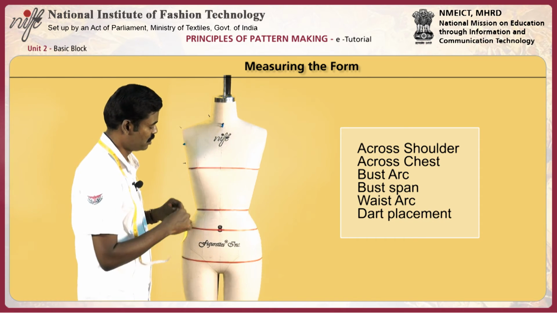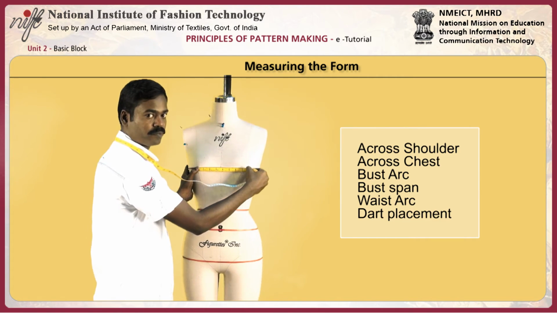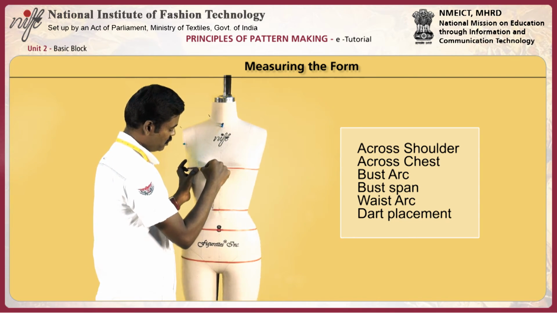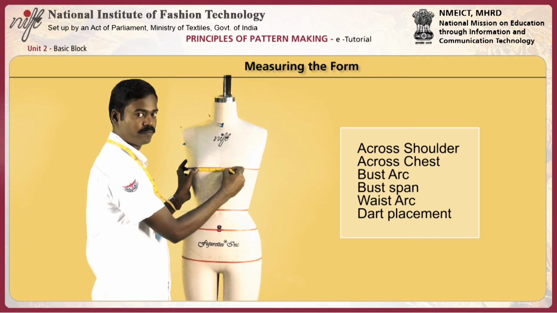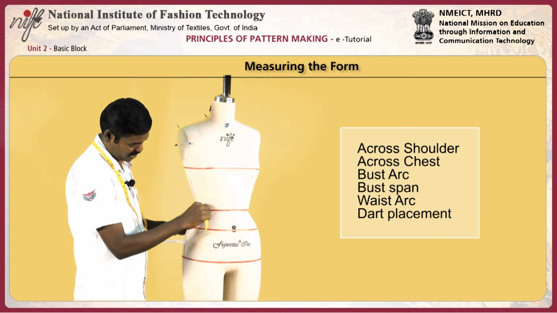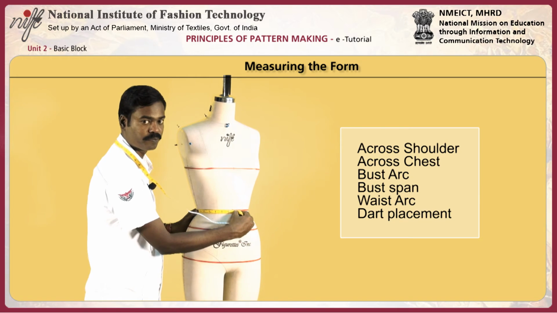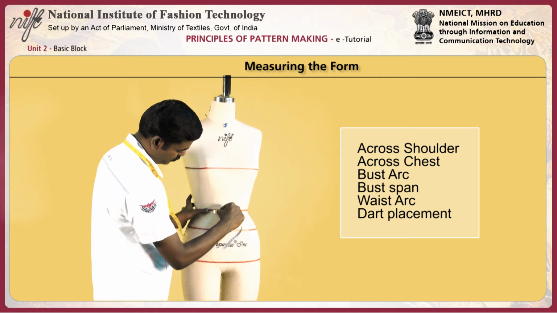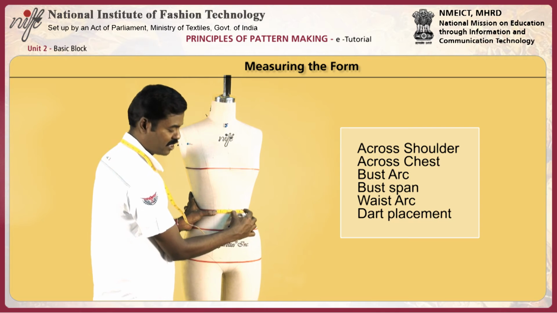Bust span, measure bust point to bust point, then divide into half. Otherwise, measure bust point to center front. Waist arc, measure sideways to center front waist. Then dot placement, measure the princess seam to center front waist.